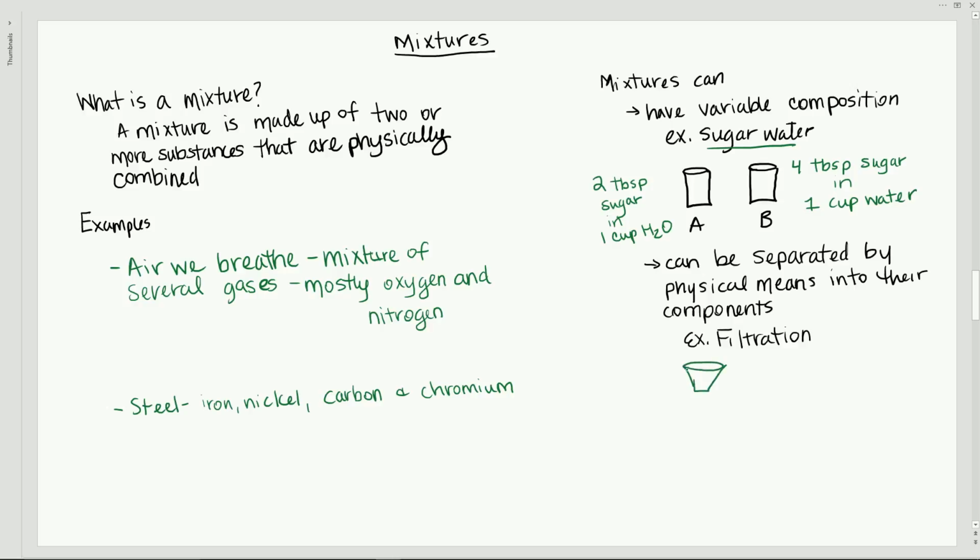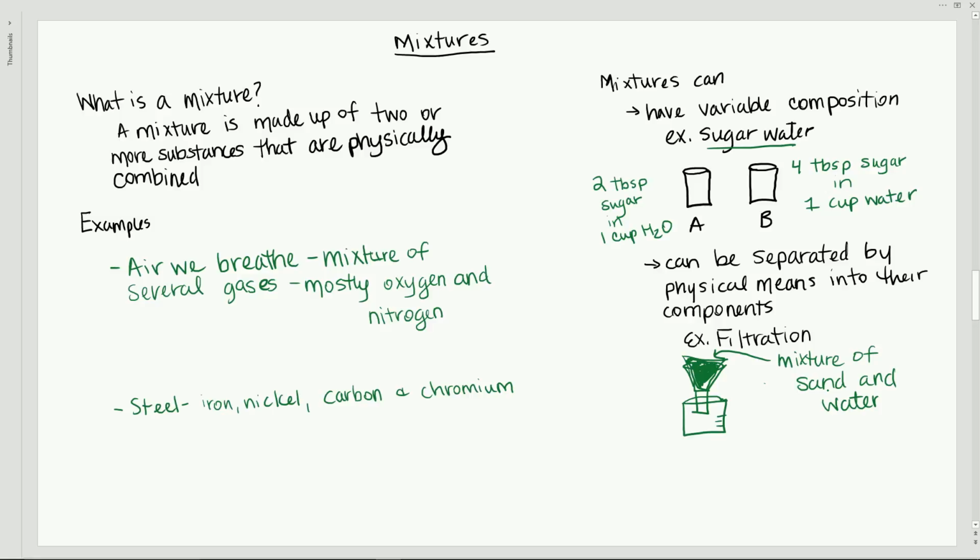So let's say we have this funnel and we're filtering it into a beaker. And we put our filter paper in, so that's going to be represented by that. So our filter paper is in the funnel, and then we pour into the funnel a mixture of sand and water. So what's going to happen when we pour our mixture of sand and water through the filter paper is that the solid sand is going to be left on the filter paper and the water is going to filter through.